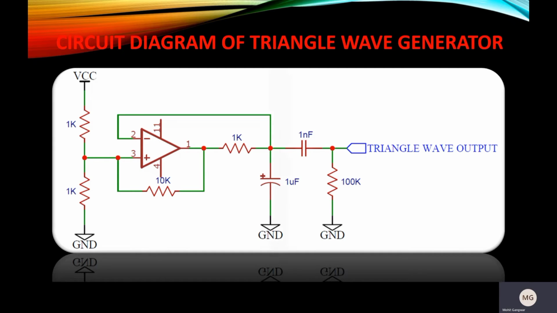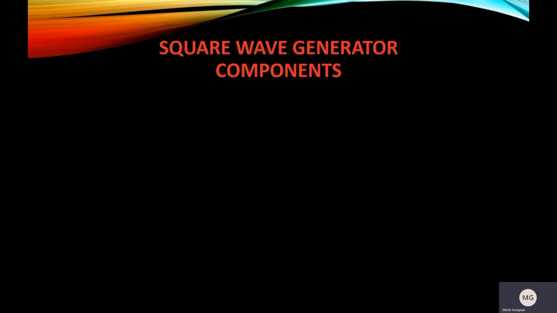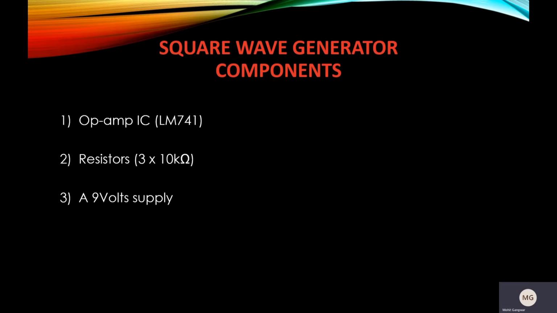Moving to the second wave generator, that is a square wave generator. The main components of a square wave generator include an op-amp IC LM741, 3 resistors of 10 kilo ohm, a 9 volt supply, and a step-down transformer capable of reducing 230 volts to 12 volts.